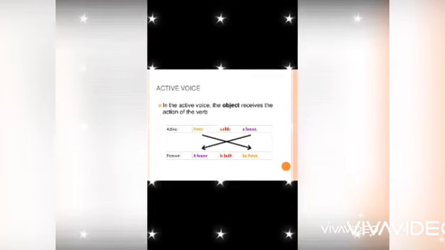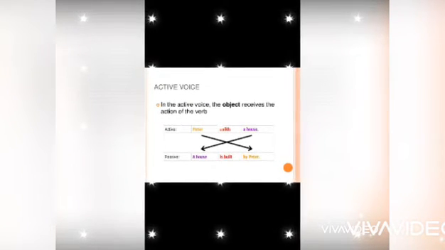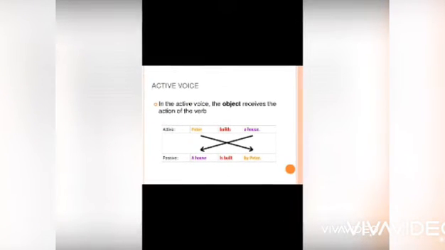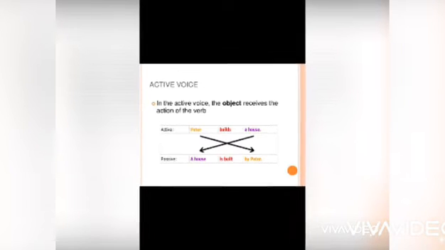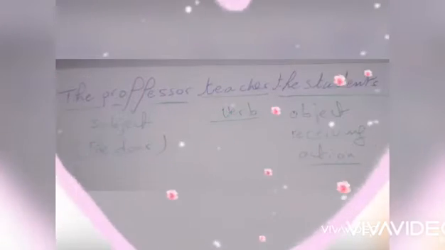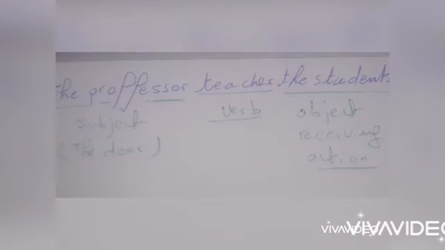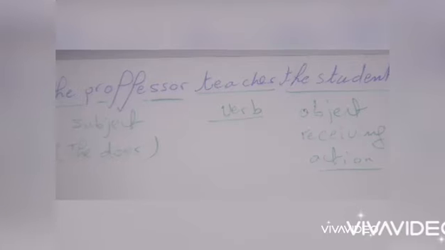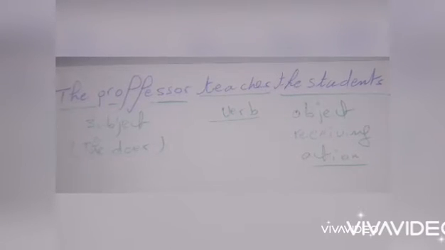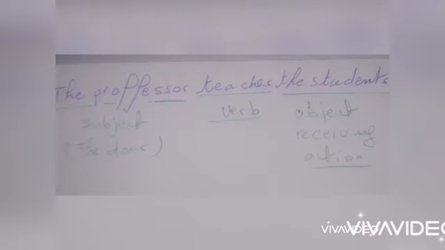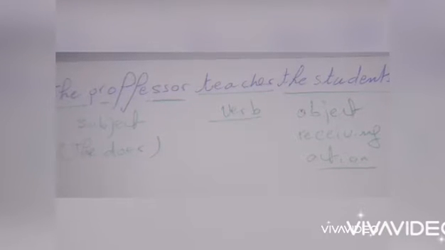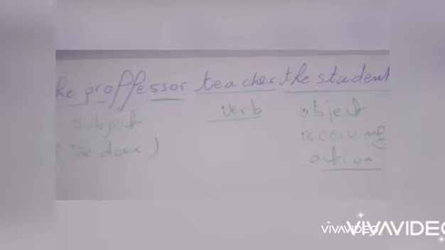We take an example concerning active voice. The professor teaches the students. The professor here is a subject, teaches is a verb, and the students are the receiving action, which means the object in the last position. So as to transform statements from active voice into passive voice, we use the auxiliary verb to be. To be in a passive voice takes the tense of the main verb in the active voice.